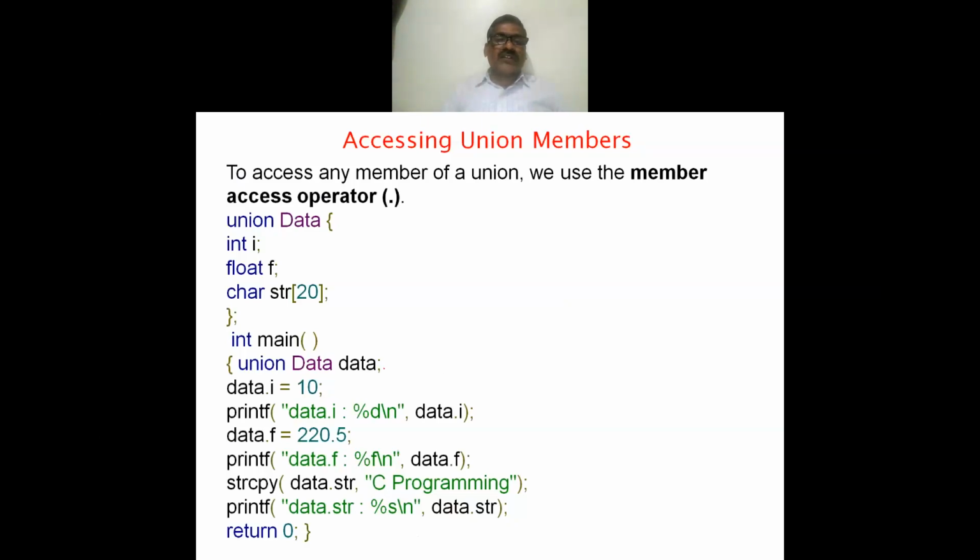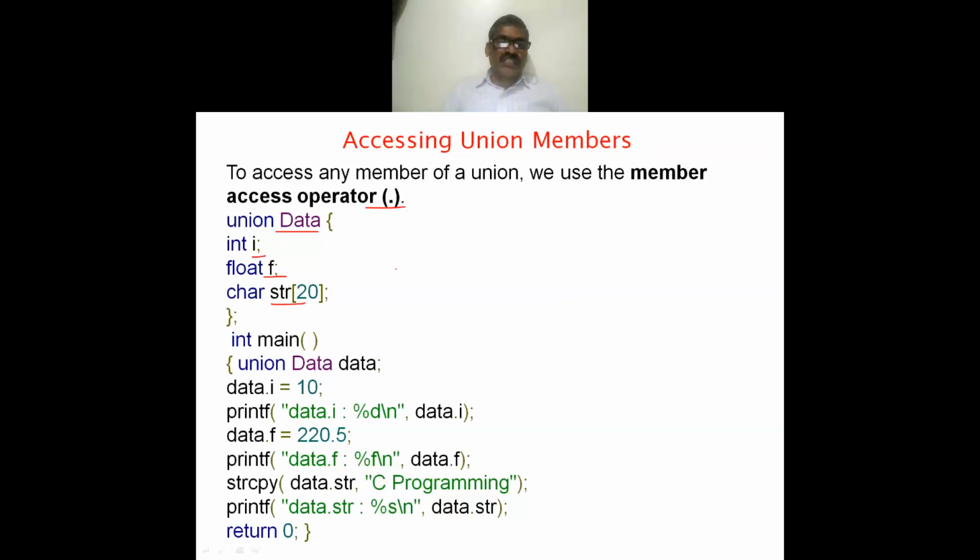But another important thing is that to access the members of a union, we can use the dot operator, similar to structure member access. So here, data is a union name, which has int i, float f, and char str[20]. Three data members are there within this union.